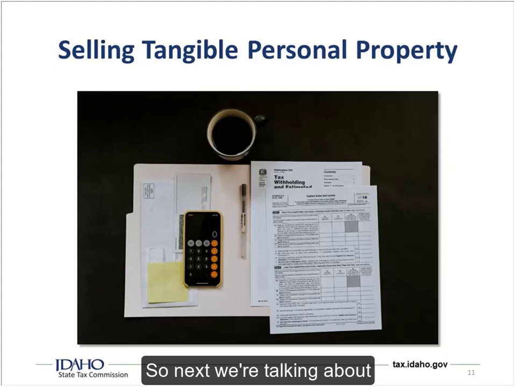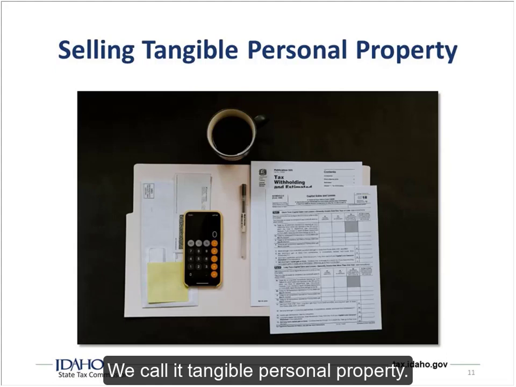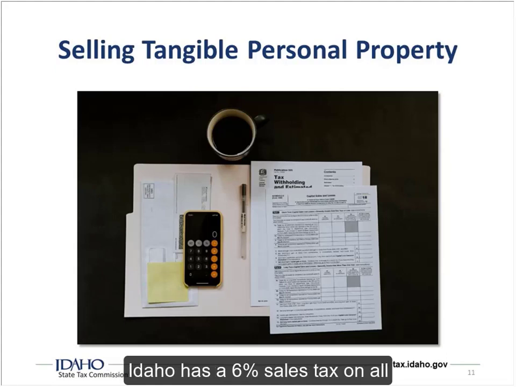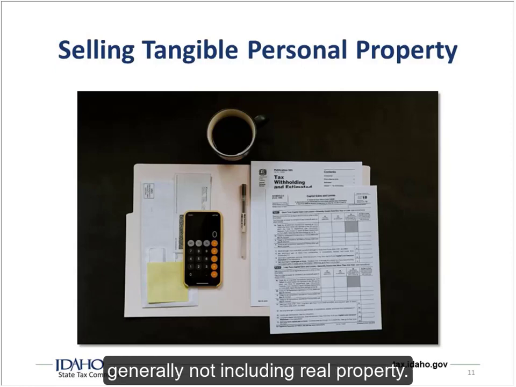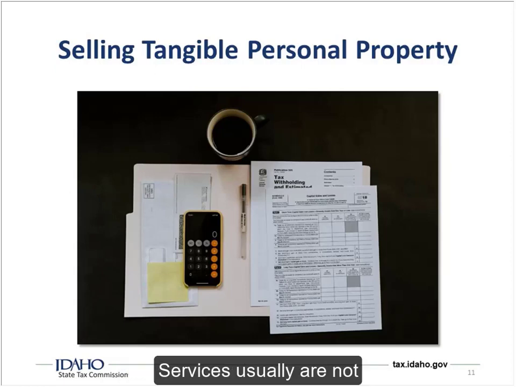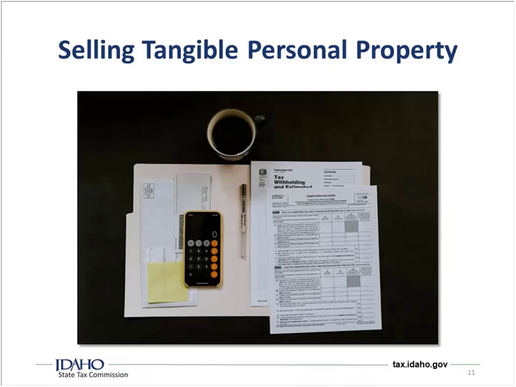So what we're doing is we're selling items. Here we call it tangible personal property. Idaho has a 6% sales tax on all tangible personal property. So this tax is not part of your income. It belongs to the state, and you are just collecting it for us. Now, tangible personal property is anything that you can touch, you can pick up, carry, eat, or otherwise handle, generally not including real property. And services usually are not taxable in Idaho.